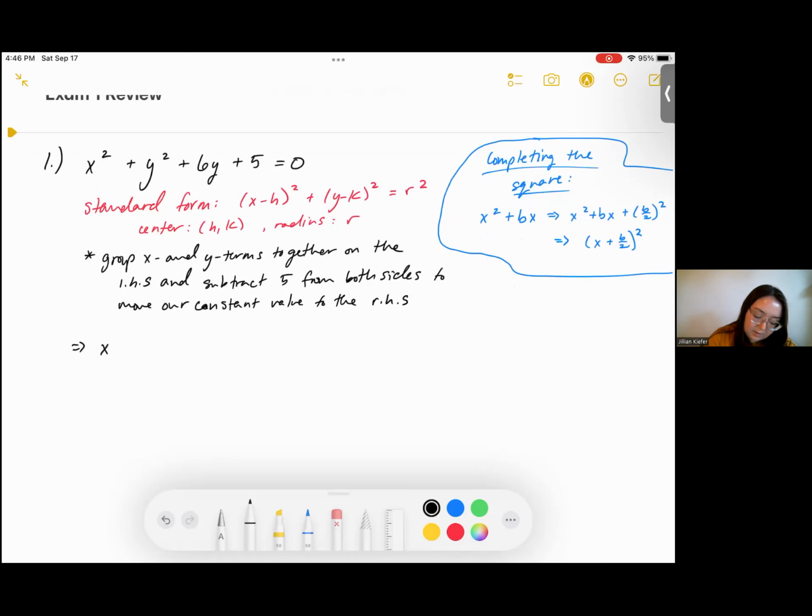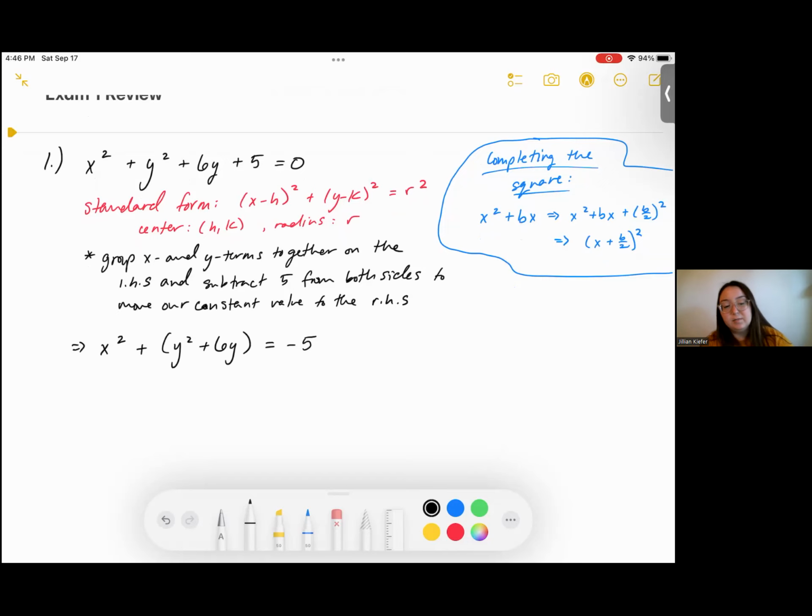If we notice, we really only have one x term. We only have x squared, and since it's by itself, we're just going to leave it by itself. So it's x squared plus, and now we're going to group them. When we group them, we put parentheses around the y squared plus 6y. And then we subtracted 5 from both sides to get that value on the right-hand side.